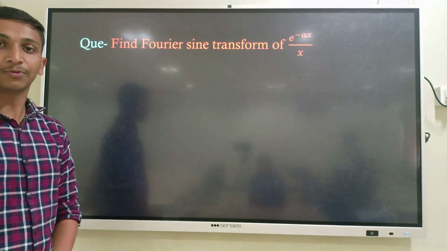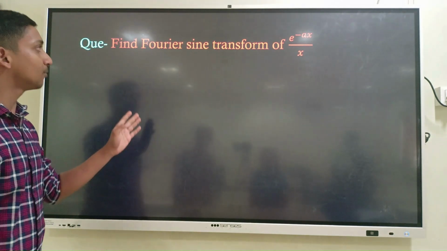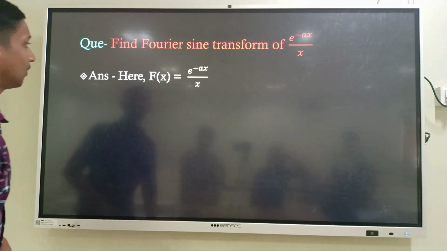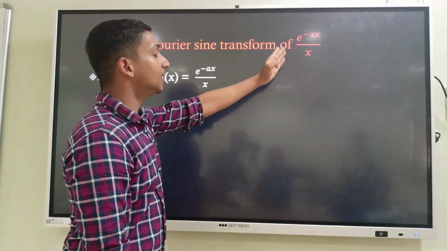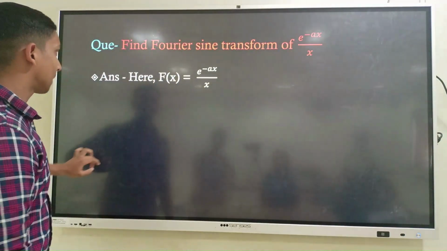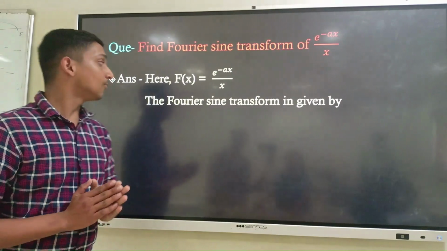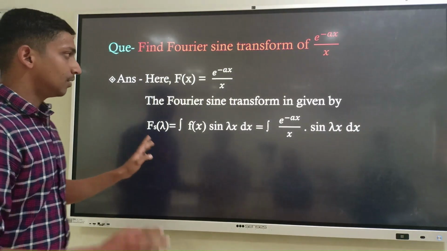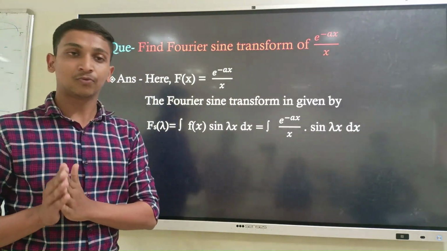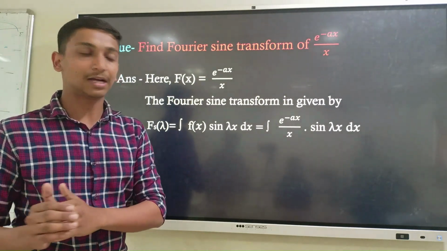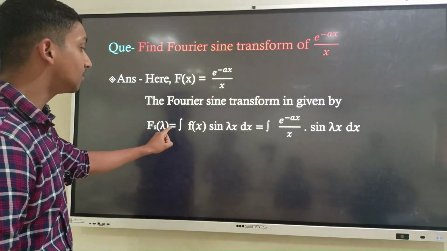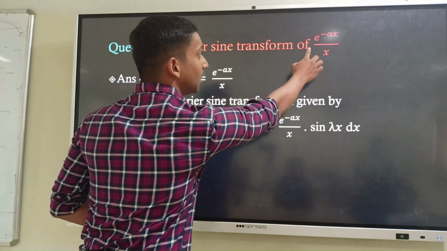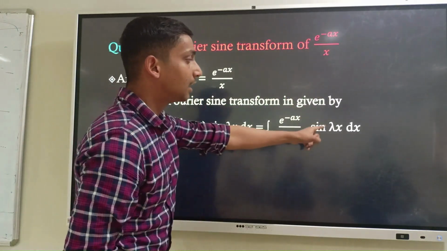Now for example, find the sine transform of e raised to minus a x divided by x. Here f of x is e raised to minus a x divided by x. Now we can use the Fourier sine transform, which is denoted by F s of lambda, equal to the integration of f of x sine lambda x dx, with f of x being e raised to minus a x divided by x.